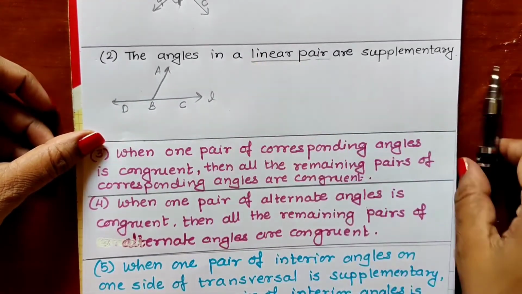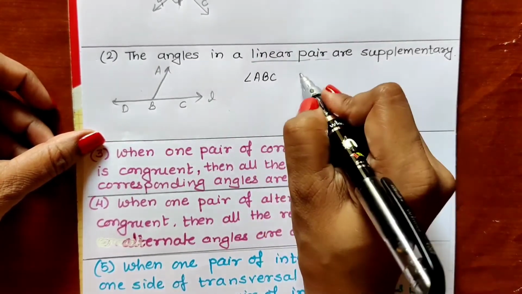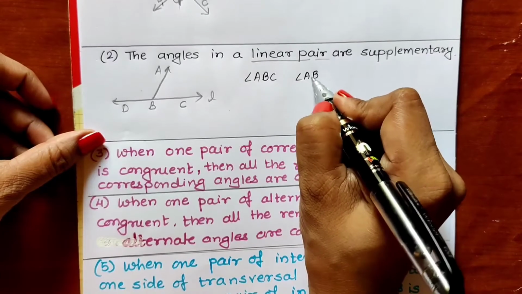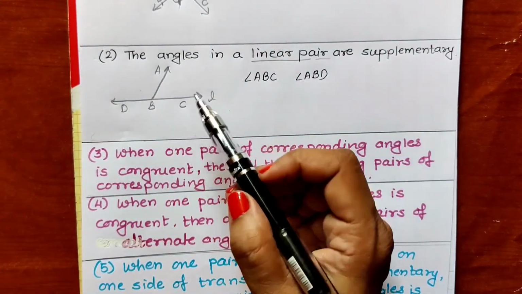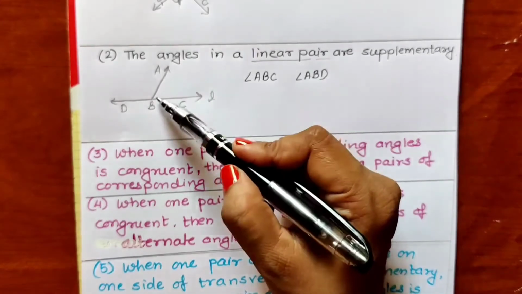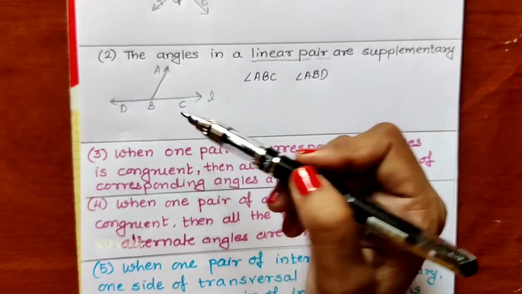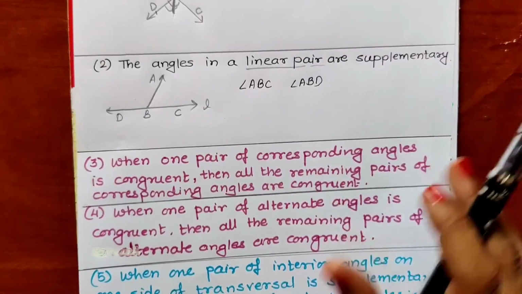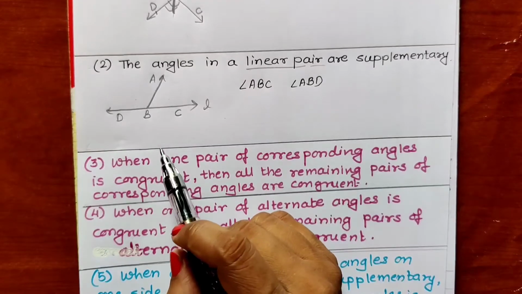Okay, so angle ABC and angle ABD, they are linear pair angles. They are also known as adjacent angles. What do we mean by adjacent angle? Adjacent angles have one arm common. So we can see AB is the one arm which is common. So these two angles are known as adjacent angles and also linear pair angles.